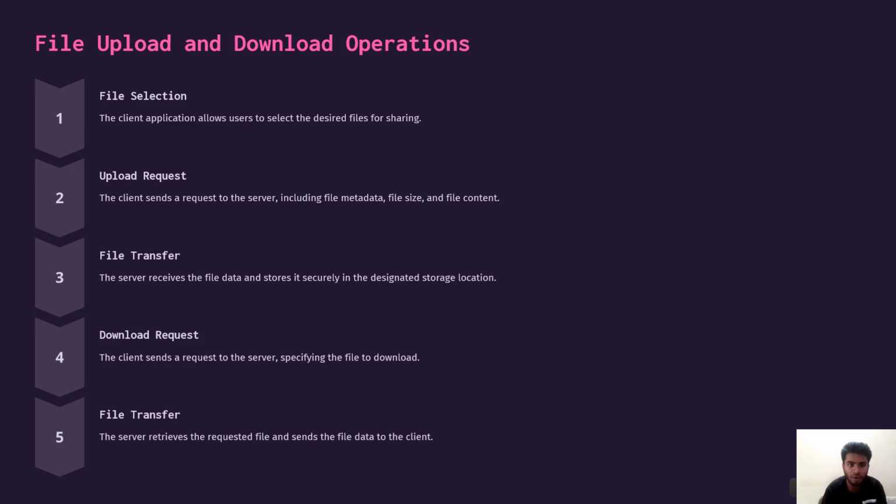File upload and download operations. So there are five steps in file uploading and downloading operations, which are file selection. The client application allows users to select the desired files for sharing. Upload request. The client sends a request to the server including file metadata, file size, and file content. File transfer. The server receives the file data and stores it securely in the designated storage location. Download request. The client sends a request to the server specifying the file to download. File transfer. The server retrieves the requested file and sends the file data to the client.